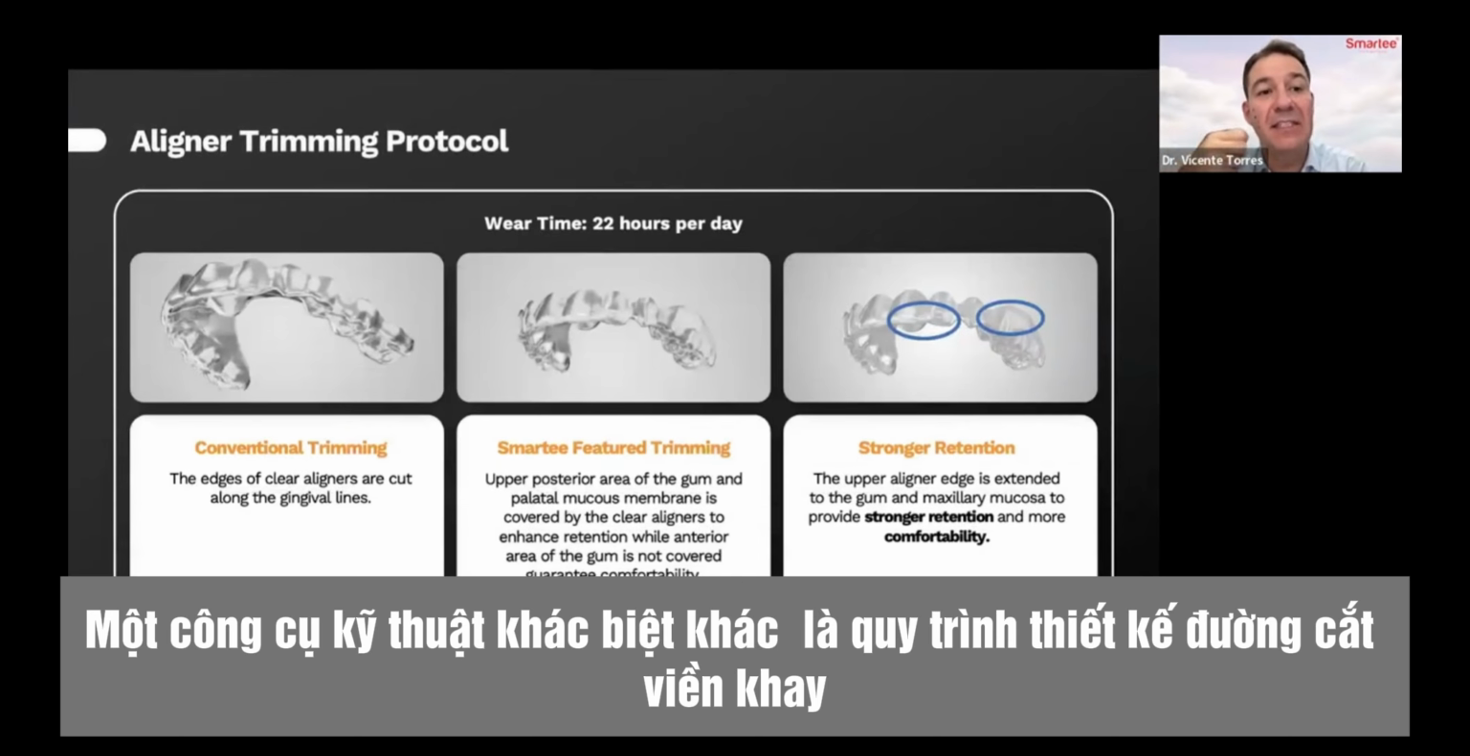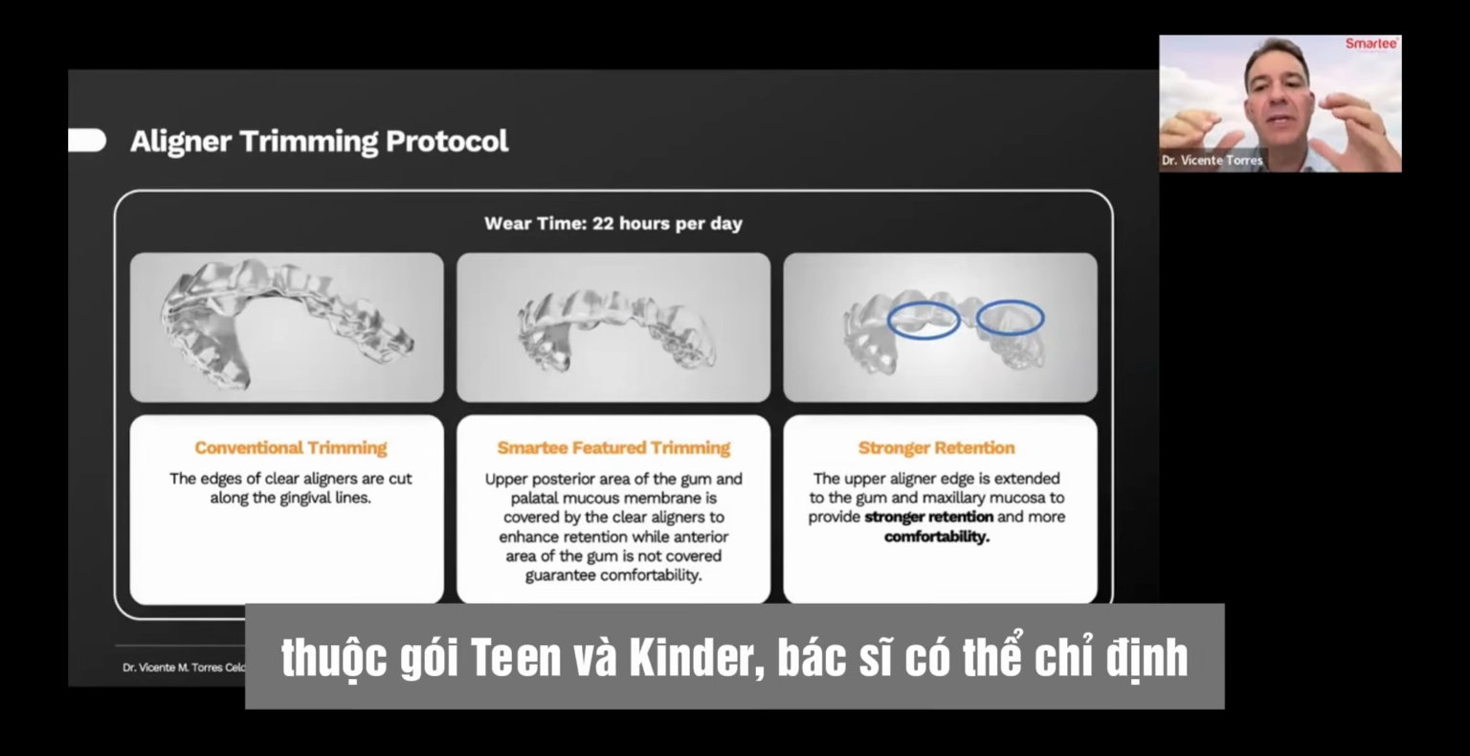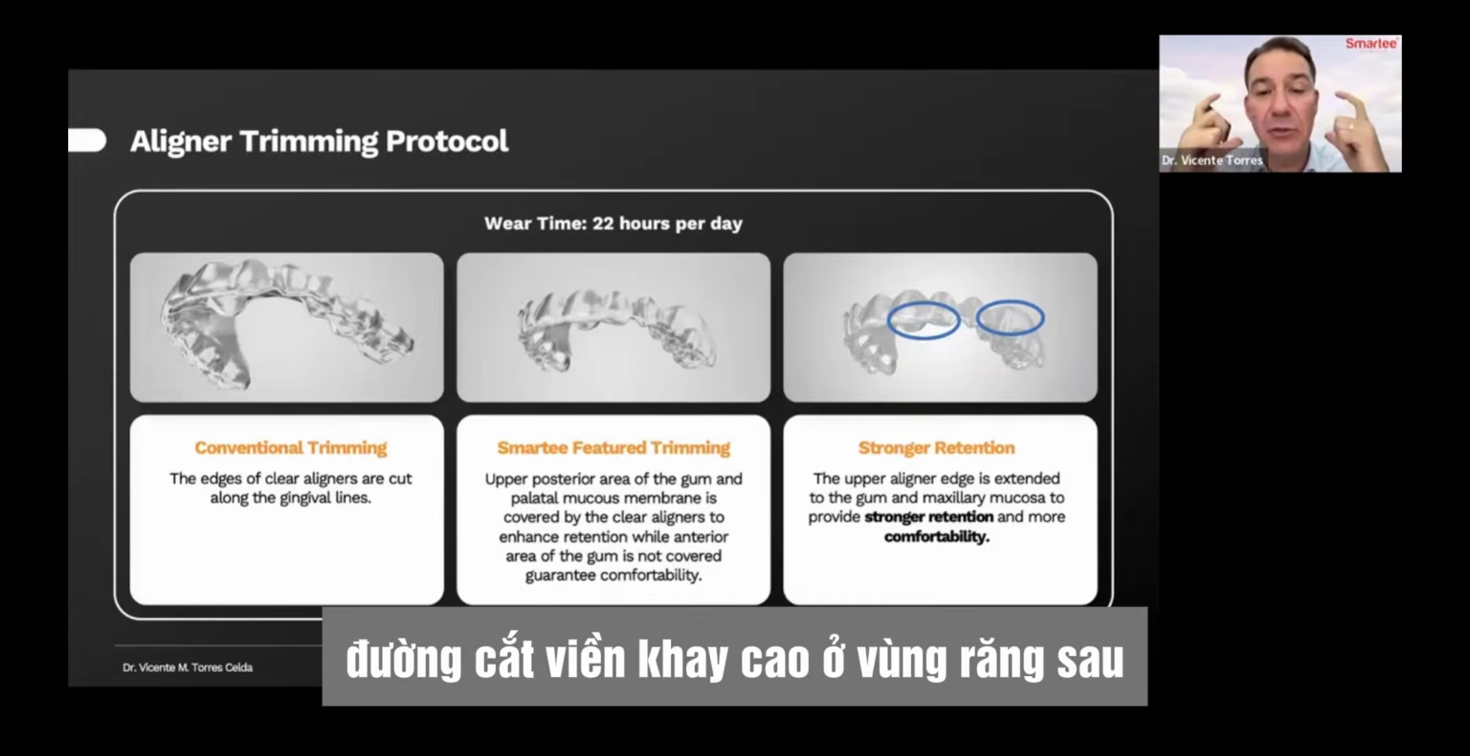Another different tool is the aligner trimming protocol. This is very useful because, for example, in Smartee, in growing patients, in Teen and Kinder, we can ask for this high posterior trim line.